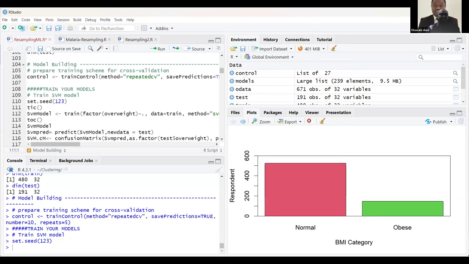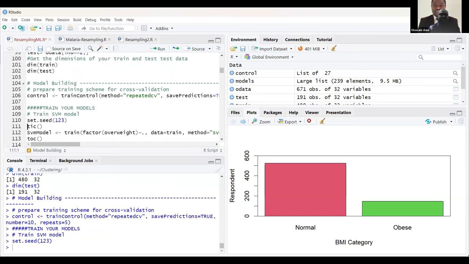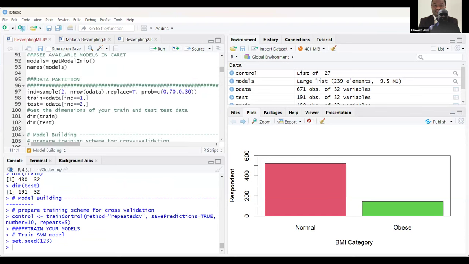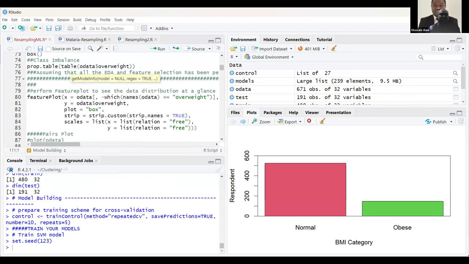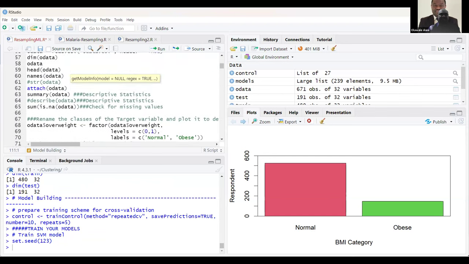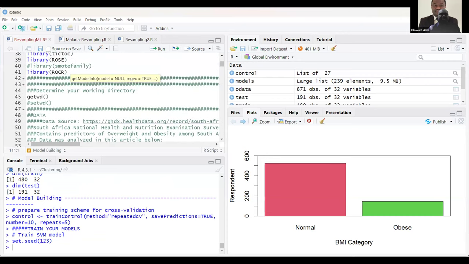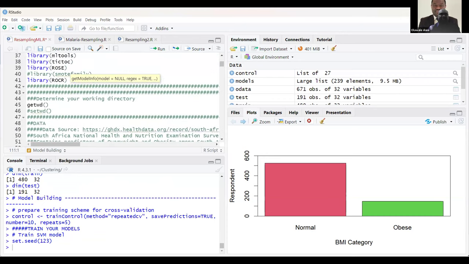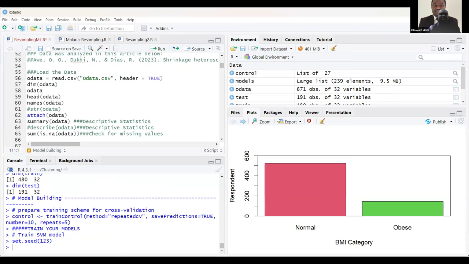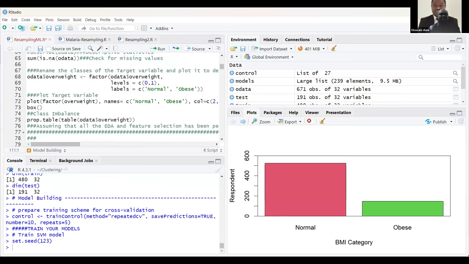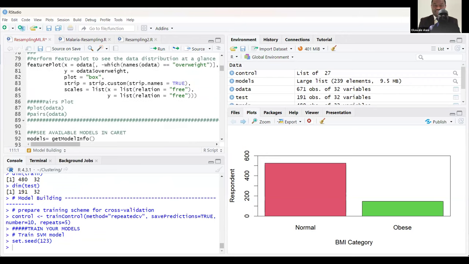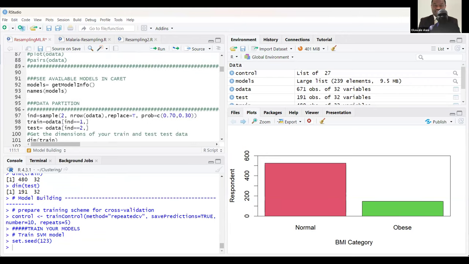I'm going to use 1, 2, 3, 4 as my seed. Now, this tick here is from the tictoc library package, to help me determine how much time my model took to run. Now, if you like, you can include it, or you may not include it.